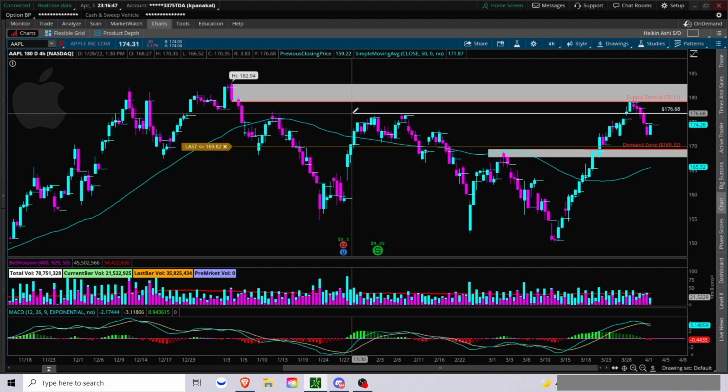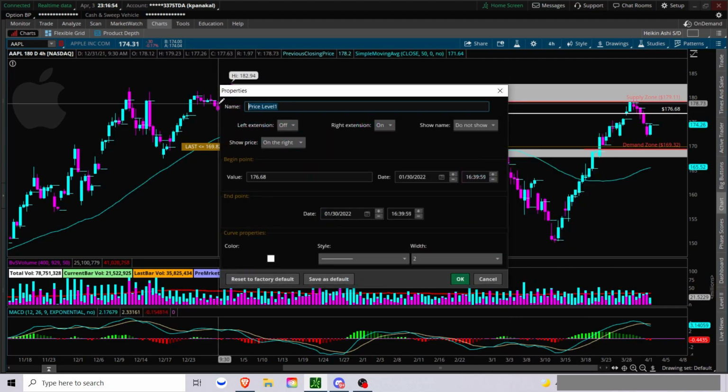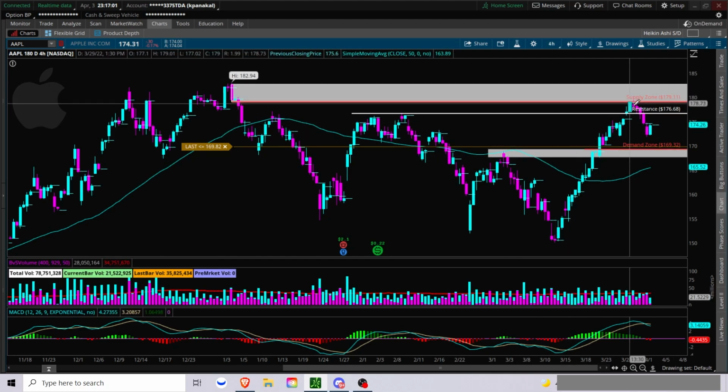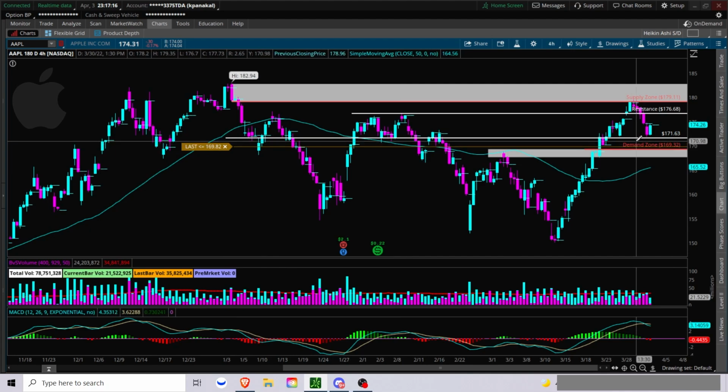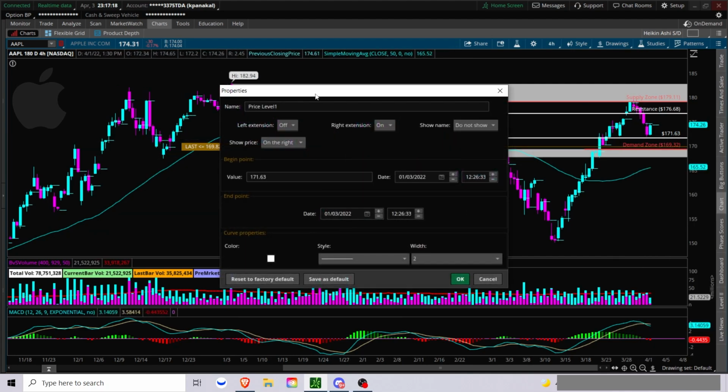Let's see. So we have resistance actually at 176.68. Right? Let me just write that over here. Resistance. Again, I told you guys earlier in the live how to trade resistances. And let's see if this is a support. Okay. This is actually a support as well. So let me put that here.